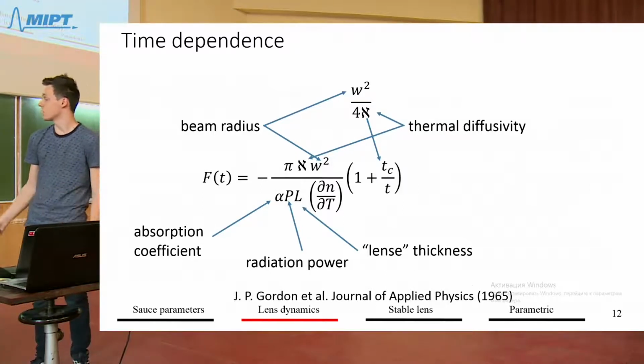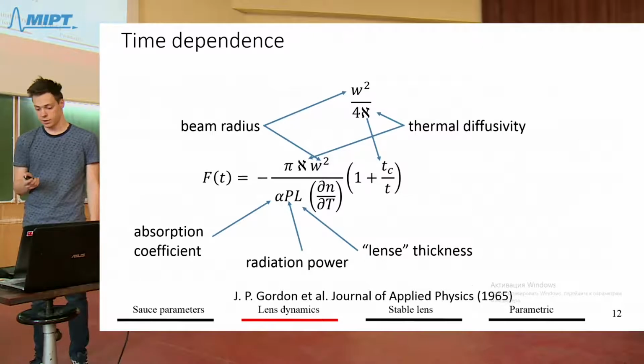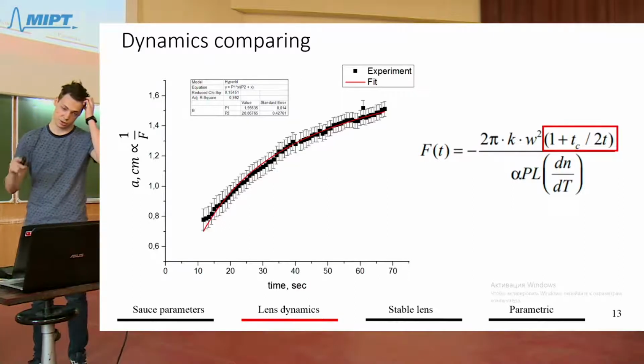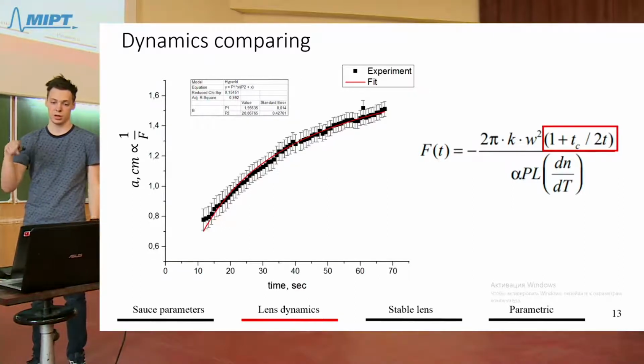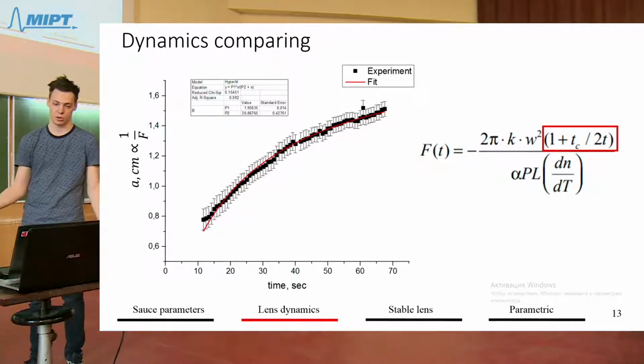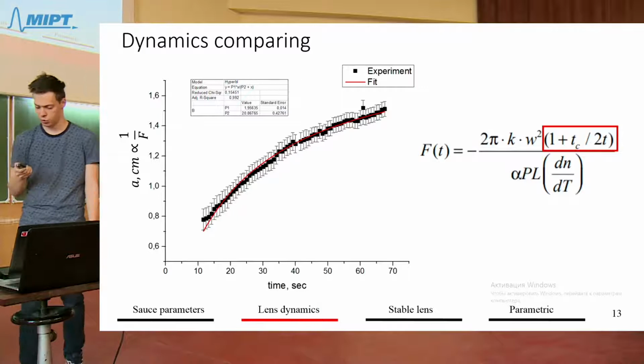Some of the dependencies we'll check experimentally. For example, now we're going to check how the focal length depends on time. As you can see, in theory the focal length should decrease until it reaches some constant value, and because of it, the unit proportional to the focal length decreases to a stochastic level. Fitting these parameters gives very good agreement between theory and experiment.